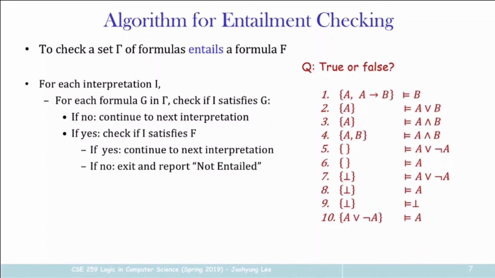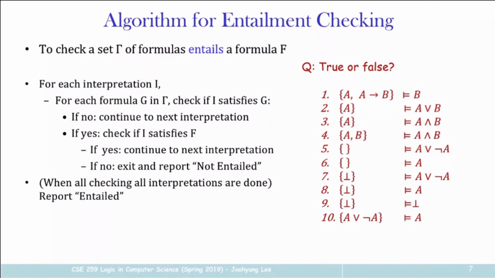However, if you are in this case, that means the interpretation I satisfies all formulas in gamma, but not the formula on the right-hand side. That means the entailment is false, so you don't need to go further. Just stop there and report that entailment is false. Now, once you do that, either you stop at some point and return not entailed, or you exhaust all interpretations, meaning that you couldn't find any counterexample for non-entailment. So when you exit all of these loops, you will be out of the loop, and at that point you can say that entailment is true.